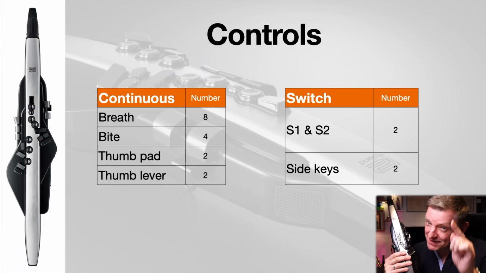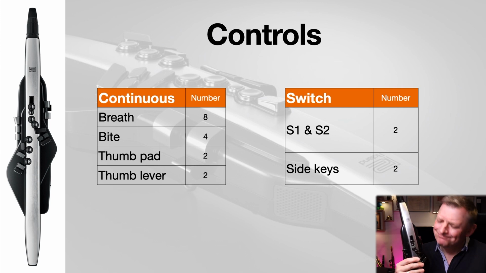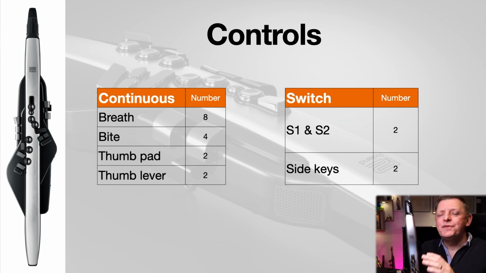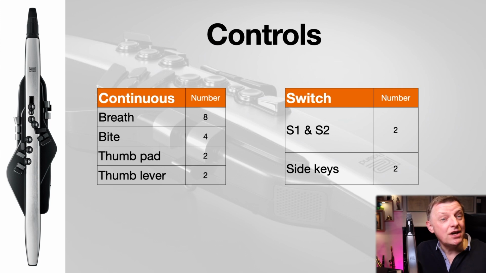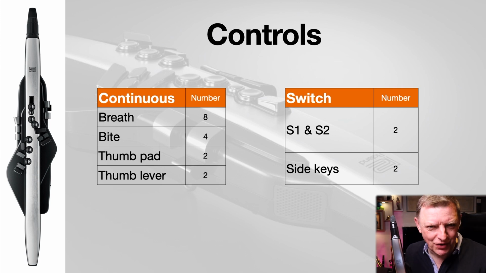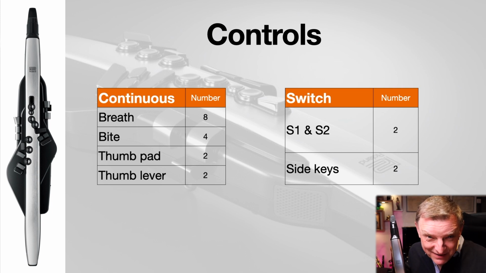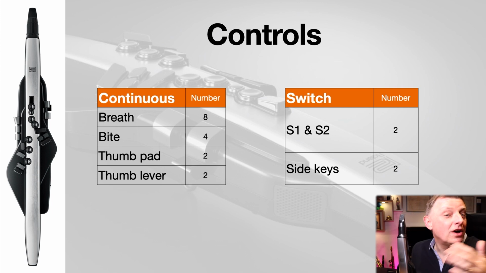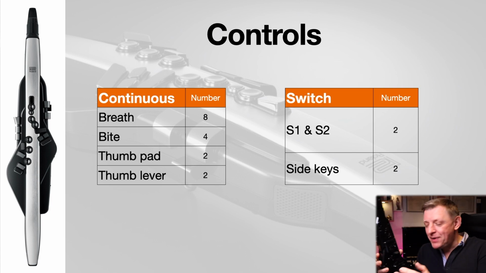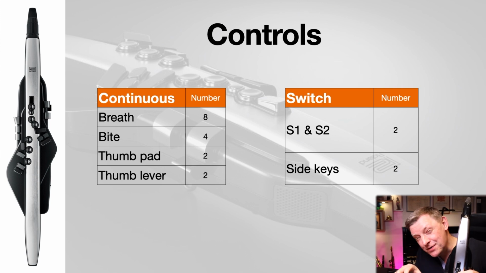Now, you'll see there's a column that I've put in the slide that says number. Okay, this is digging a little bit deeper. So for each of those controllers, they don't just send out one different control. So for instance, with the breath controller, it can send up to 8 different parameters at the same time. With the bite controller, well, it's 4 parameters. The thumb pad, the thumb lever, and all of those switch controls, they can send up to 2 different controls simultaneously as well. That's a lot of control.